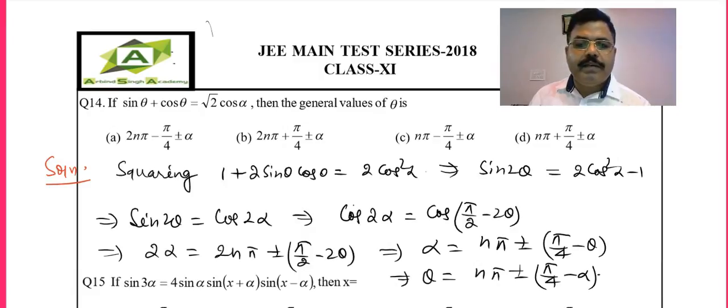So that will be better. n pi plus minus, 2n pi plus pi by 4 plus minus alpha. This will remain same. Theta will come this side. So answer will be B. Clearly, answer will be B. Okay. The next question is.